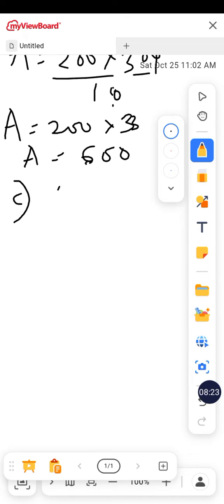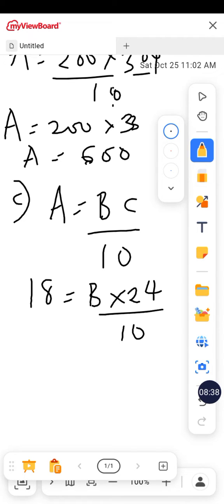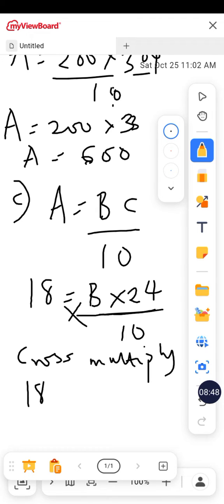Go back to your relationship. A equals BC over 10. So find B when A is 18 and C is 24. So B times 24, everything divided by 10. And I told you when you have a division problem, you get rid of it by what? By cross multiplying. Just cross multiply. So once you cross multiply, we have 18 multiplied by 10 equals 24B.